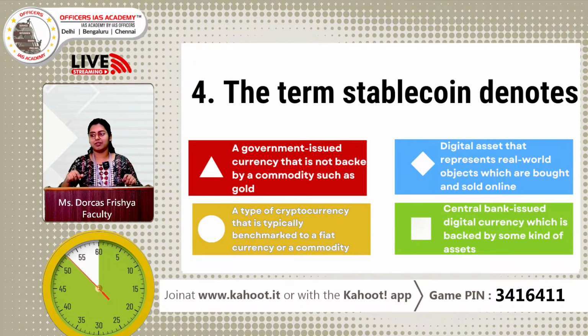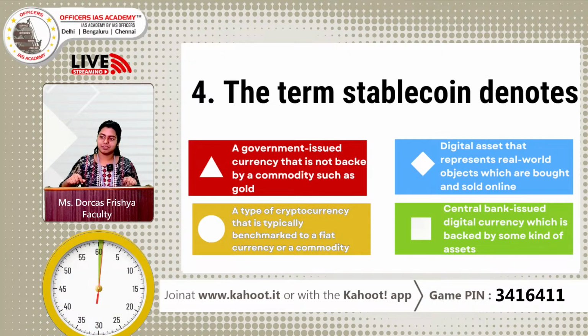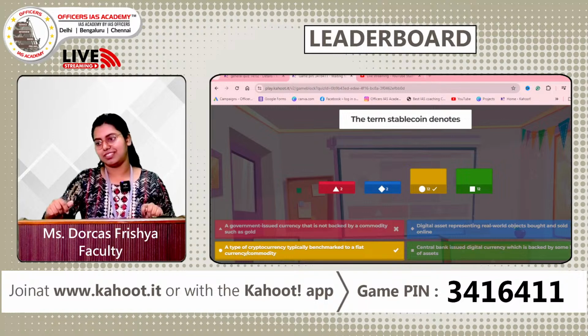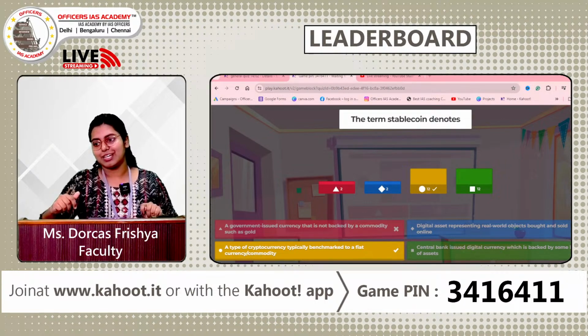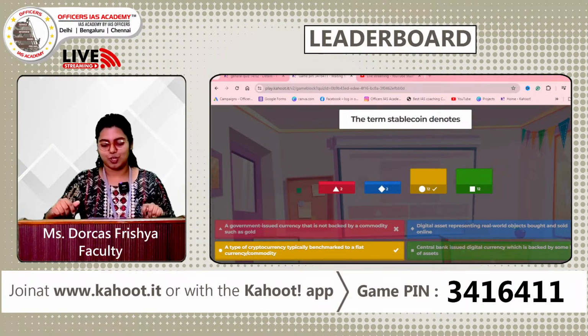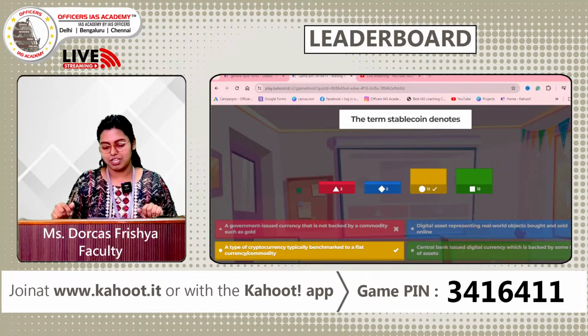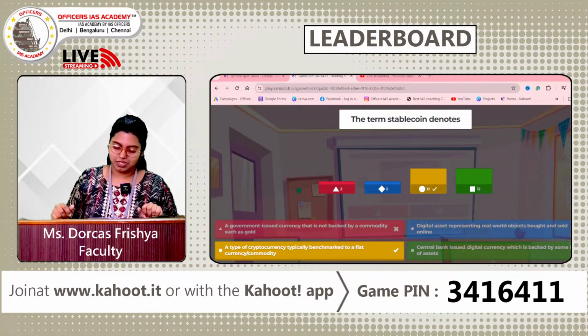So let's look at the score now. And there goes your correct answer. Yes. So your correct answer is color code yellow, that is option C. What is a stable coin? A stable coin denotes a type of cryptocurrency that is typically benchmarked to a fiat currency or a commodity.